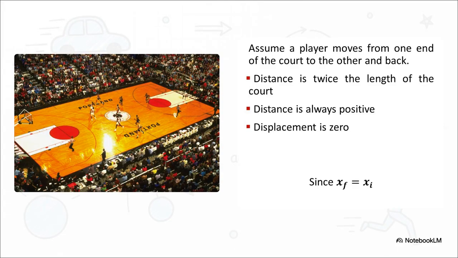And here's where it gets kind of mind-bending. Think about a basketball player running sprints. They run all the way up the court and all the way back, covering a huge distance. They're totally exhausted, but if they end up right back where they started, what's their displacement? It's zero. That's right, zero. They've moved a ton, but their net change in position is absolutely nothing.